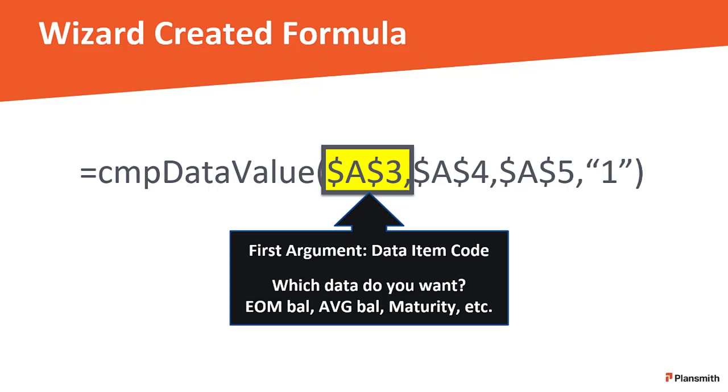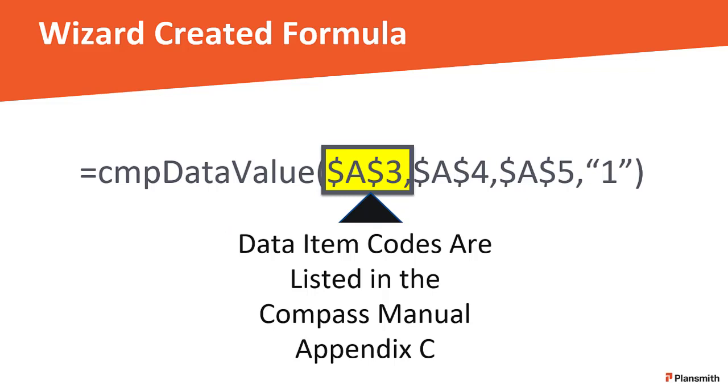But remember, you can use that tool in the add-in to browse the total list of the codes to find what you're looking for. These are listed in the Compass manual in Appendix C on pages 244 and 245. You can also get a list of them, of course, again by using the add-in menu command, Data Item List.